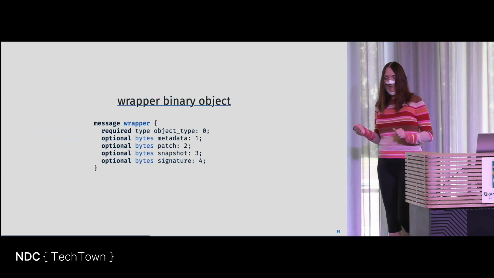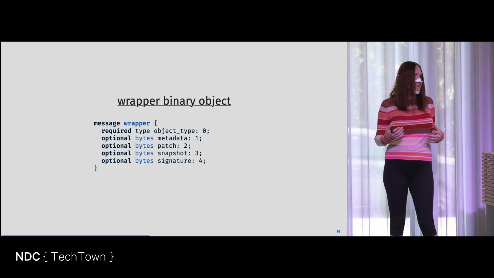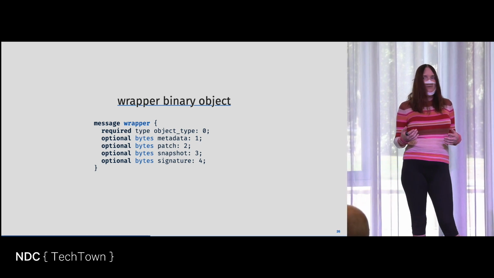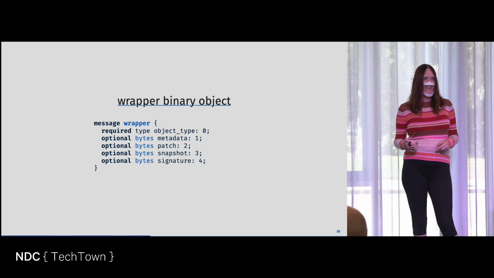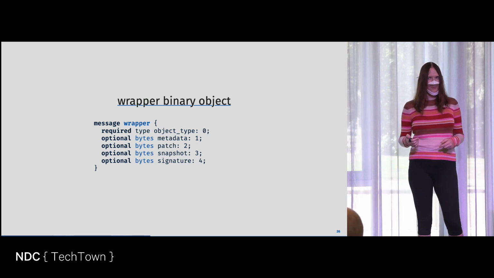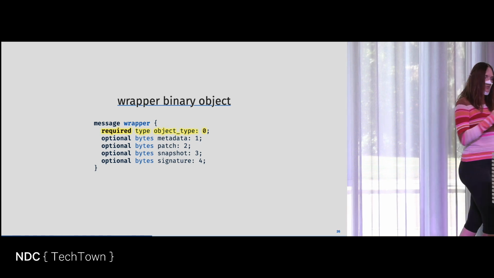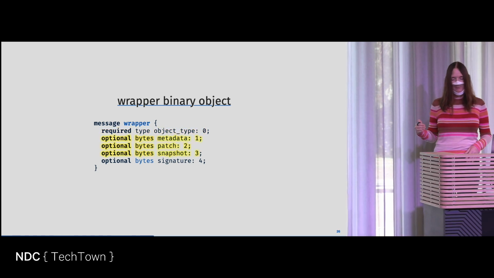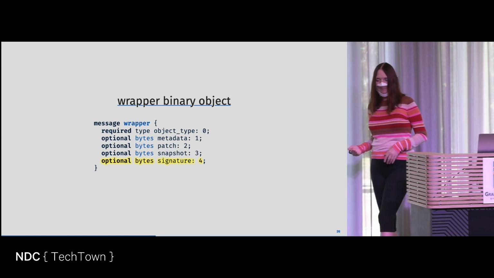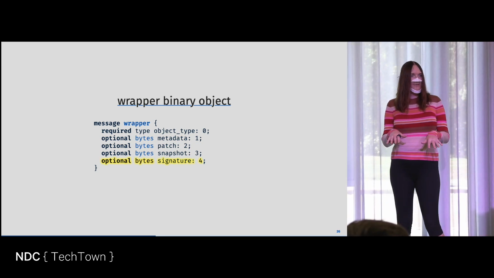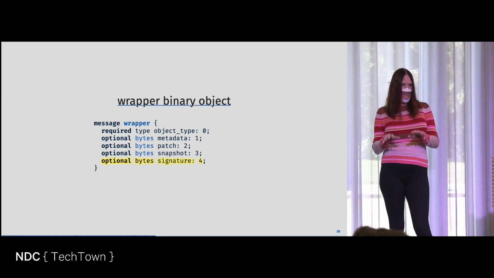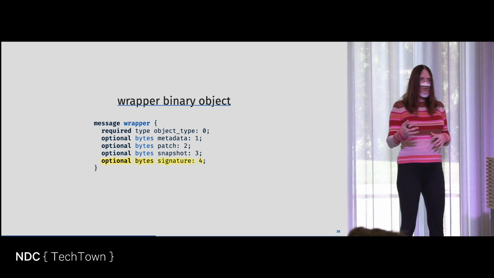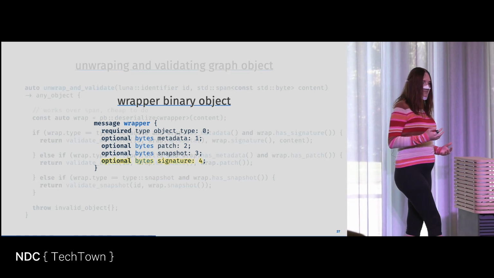And then I have a wrapper. I'm using protobuf. How many of you use protobuf? Okay, a few hands. JSON, XML, YAML. Oh, okay. So I have object type, metadata, patch, snapshot, and signature. The signature will contain a cryptographic signature of the hash of the content. We'll get there. So you can have some security in your update system.